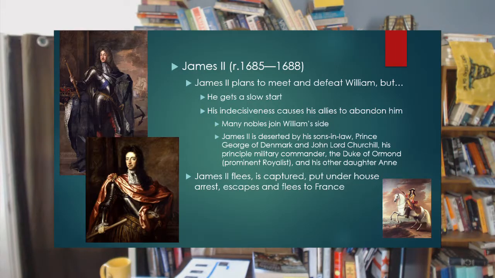Now, when William of Orange lands to fight James II, James II is getting ready to do battle, but he gets a slow start. He's indecisive. A lot of his supporters start to flee and take William's side. Nobles go over to William. James II's sons-in-law leave him. His main military commanders leave him. Even his other daughter, Anne, leaves him. And basically, James II flees. He's captured, put under house arrest, but then he escapes to France.